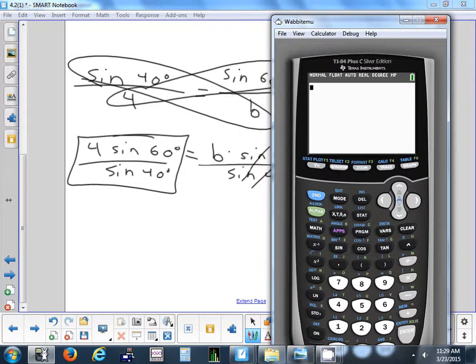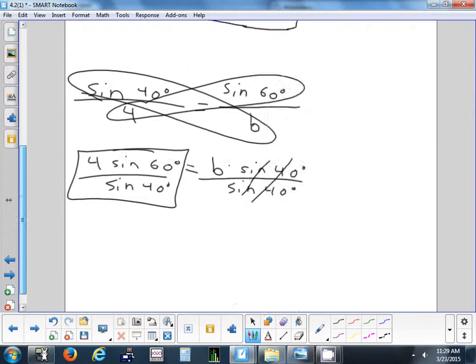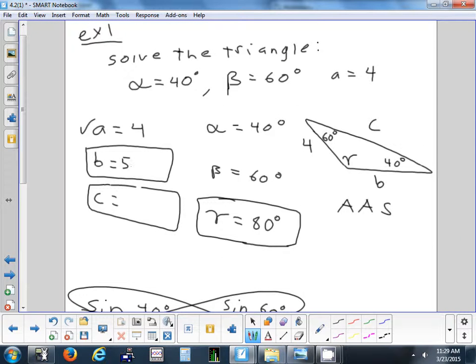Okay, if you're using a calculator where you can switch between degrees and radians, it's important that you're in degrees all week. We will not be using radians this week at all. Okay, so there's the numerator, 4 sine 60. And I'm going to divide that by sine 40. Okay, so I get, let's go to 3 decimals, 5.389. Now we just have to get C, and then we're done.